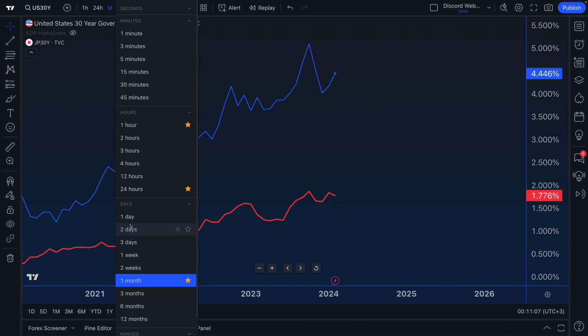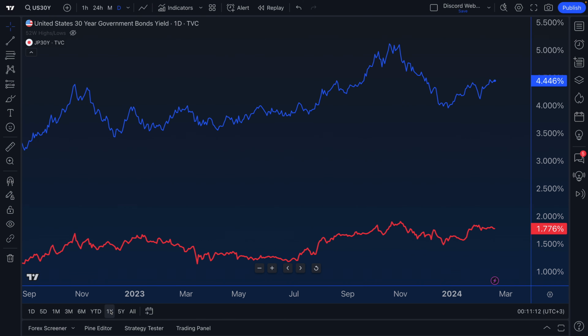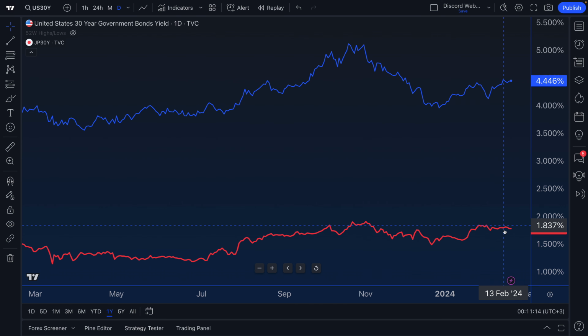And you can do this on different time frames as well, just by changing the time interval. So we're on a daily chart. Let's click 1 year. Now we've got the two of them right before our eyes, just like that.